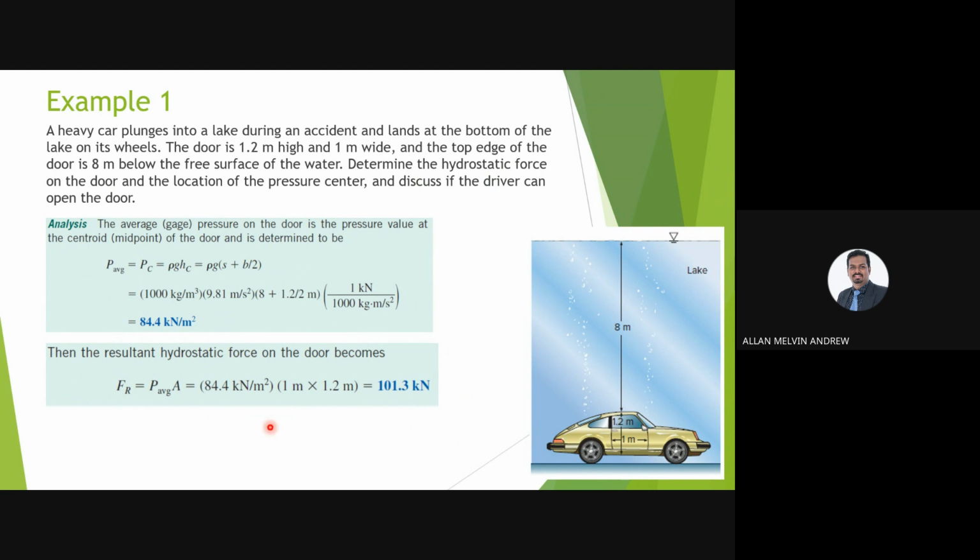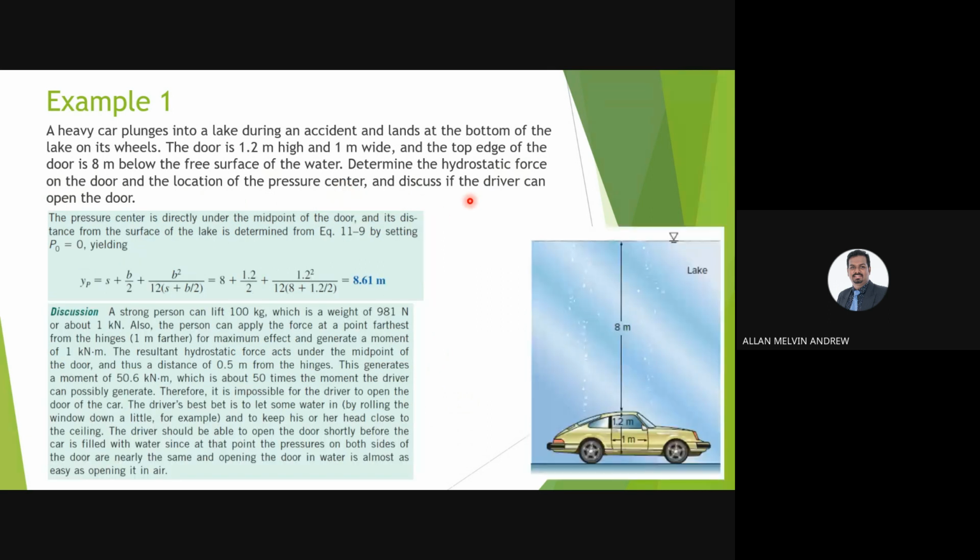So we already found the hydrostatic force. Now we want to find the location of the center of pressure and see whether the driver can open the door. The pressure center is directly under the midpoint of the door. We know the midpoint of the door is here, and its distance from the surface of the lake is determined from the book, equation 7.9, by setting P0 equal to 0, so you only consider the gauge pressure.